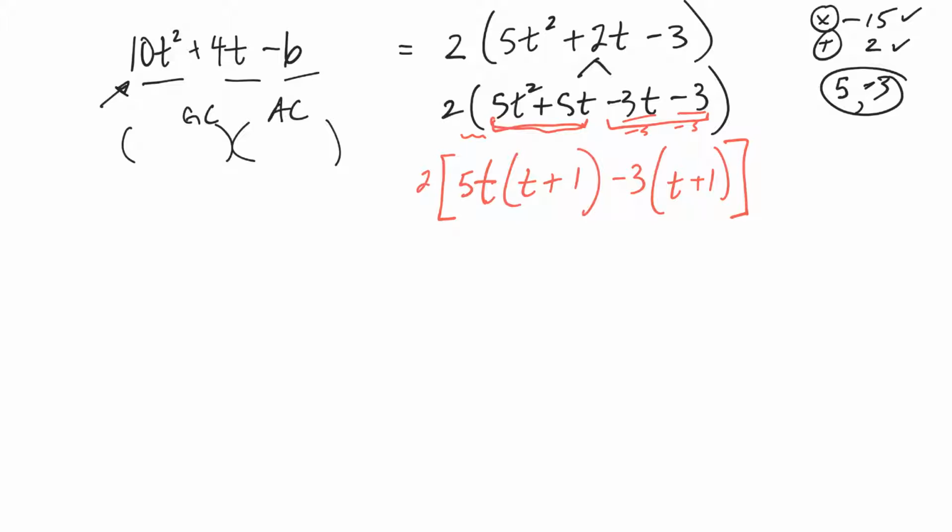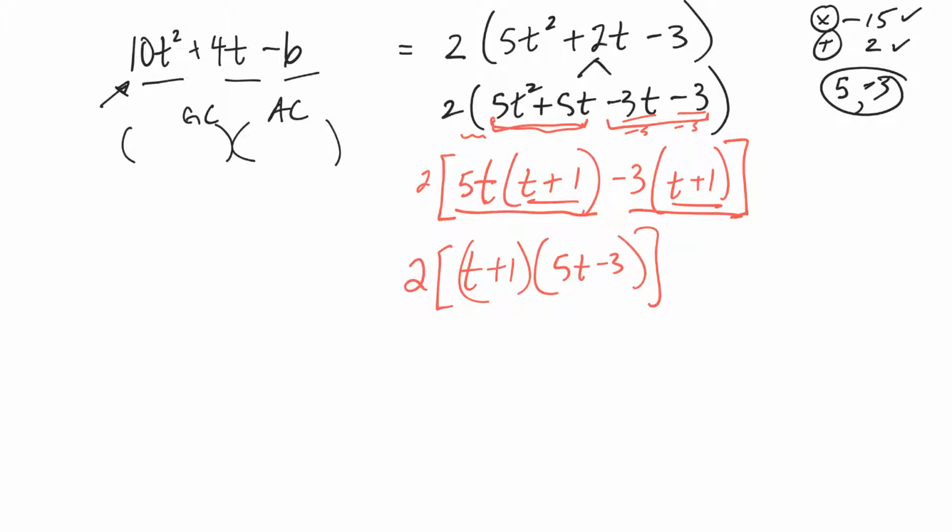And then these are the same, so I can pull out a t plus 1, because in that term and that term they both have a t plus 1, and I'm left with 5t minus 3. And then at the end, I have a 2 out front. Once these are in brackets like this, you can get rid of the brackets and just write it as t plus 1, 5t minus 3.